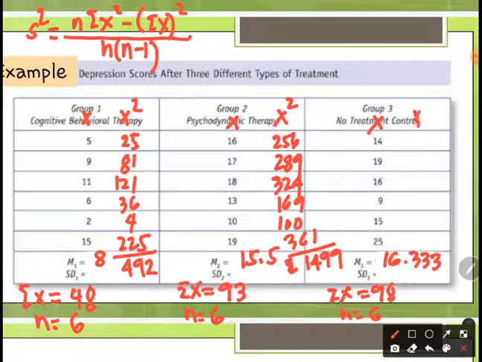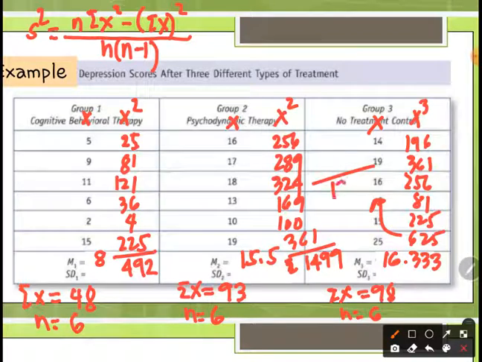Okay? And for the last group, we have 14 squared or 196. 19 squared, that is 361 ulit. 16 squared, that is 256. 9 squared is 81. 15 squared is 225. And 25 squared is 625. To get the value of, dito ko na ilalagay ano. So yung value nito ay 1,744. So take note of that. Yun yung mga nahanap natin na summation of x squared nila.